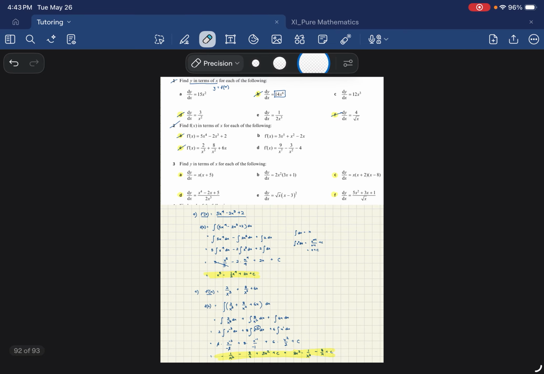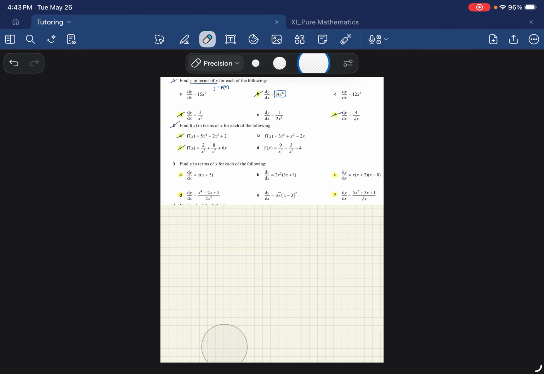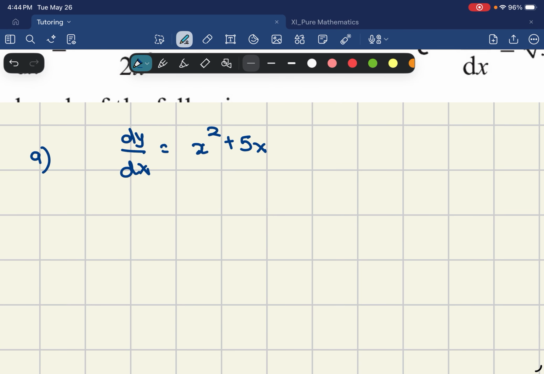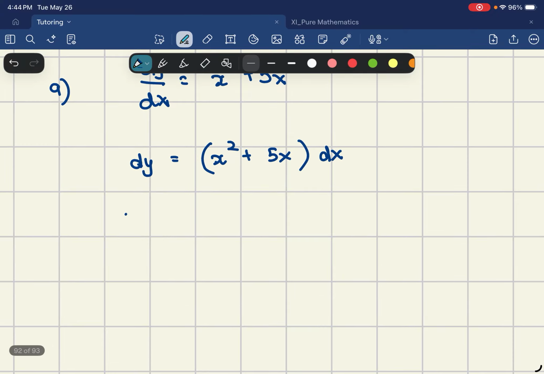And question 3 is essentially the same. We want to find y in terms of x. So we are given dy by dx is equal to, let me multiply this out, x squared plus 5x. And now I can say, hey, dy is x squared plus 5x, the derivative function, times dx. Now I need to find y, I just need to integrate both sides. So if I integrate dy, I get y. If I integrate my right-hand side, I am going to get the integral of x squared plus 5x dx. And now I can do it separately.